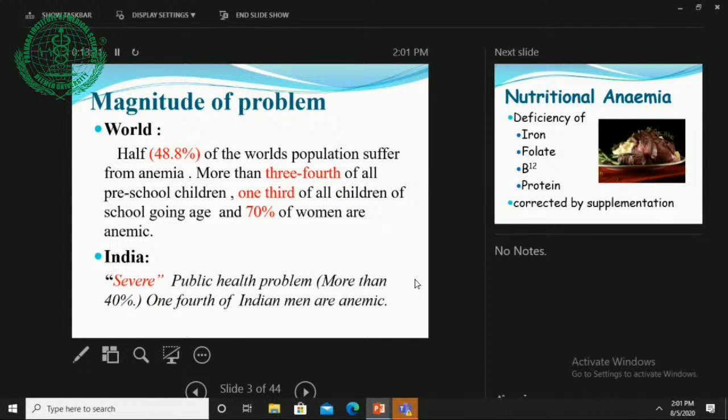This reduces the work capacity of the individuals of our country, and in turn reduces the social and economic productivity of the country. And recently it has been found that even men suffer from anemia. Men below the age of 20 years and men above the age of 40 years also get anemia, and 40% of Indian men have anemia.